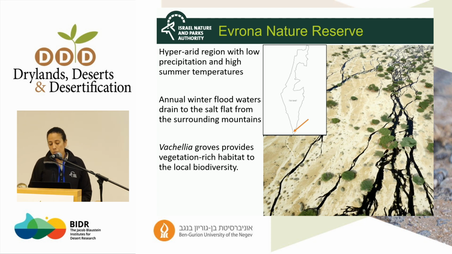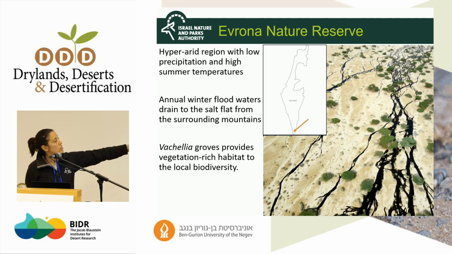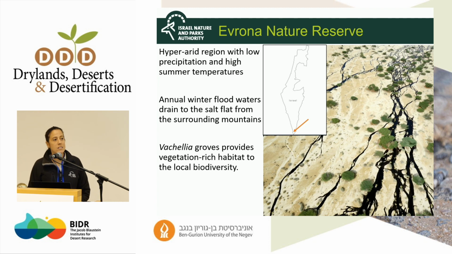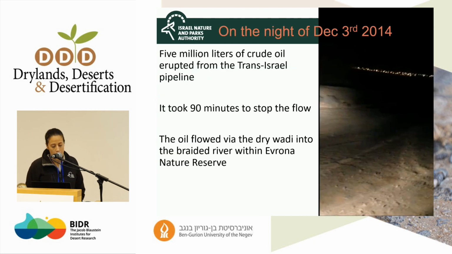And one of the reasons for that is you can see all these Vashilya groves, or, if Erigona is here, acacia groves, so you won't be mad at me. These trees are keystone species in the desert habitat, and they create a very vegetation-rich and biodiversity hotspot in the desert.